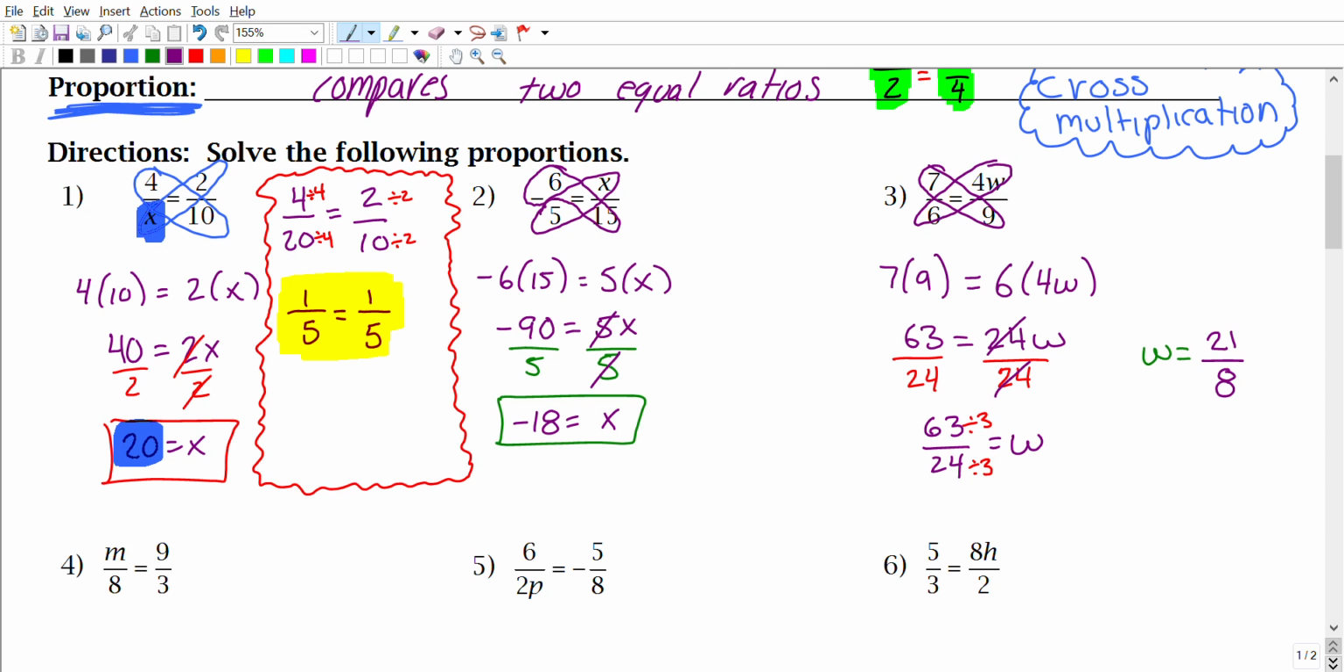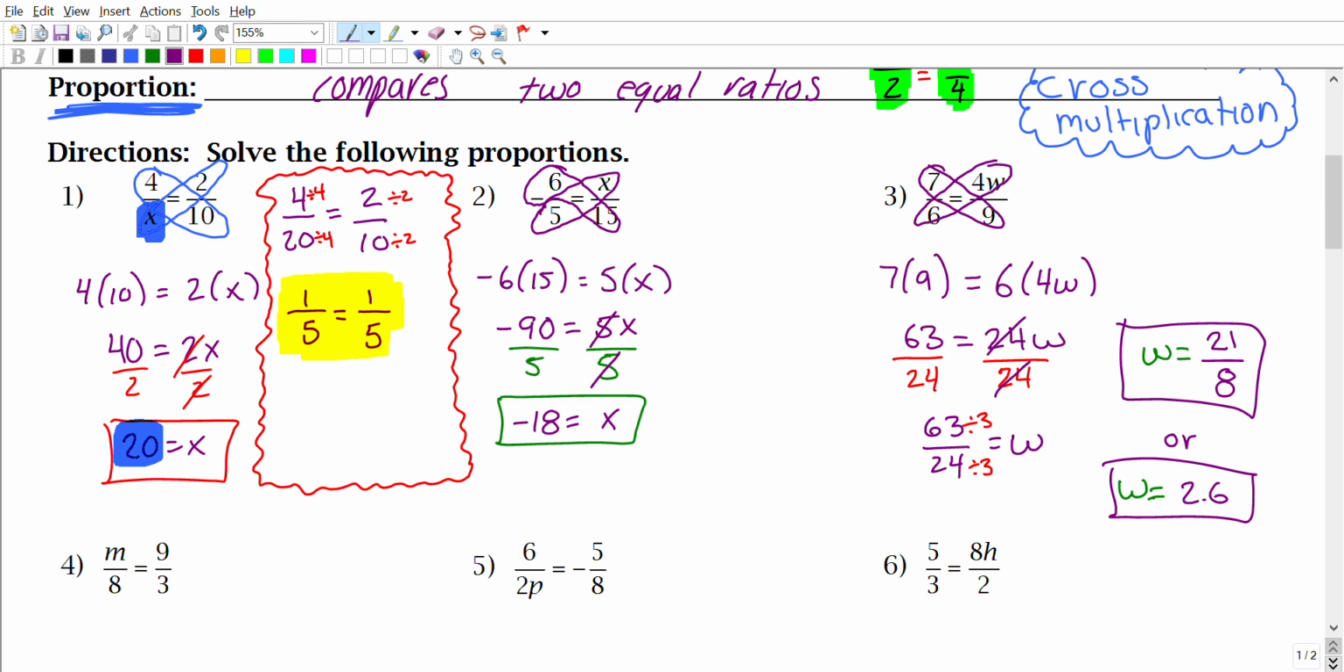And remember, guys, you can always type that into your calculator. 63 divided by 24. If you have one of those graphing calculators, remember you can always do math, enter, enter, to get this fraction of 21 over 8. Or if we were doing decimals, we would get 2.6 when we divide that out.